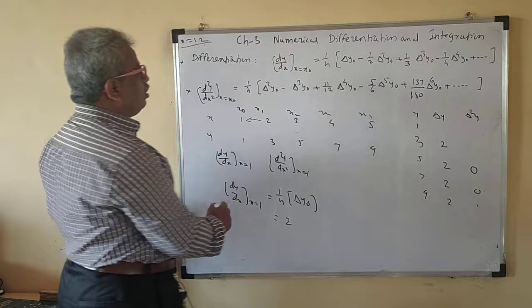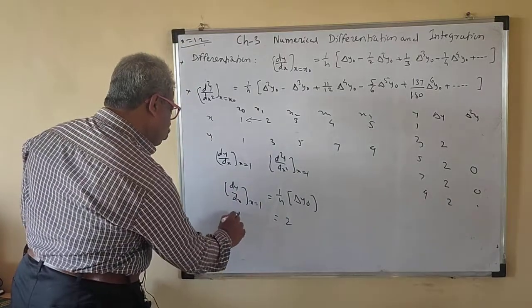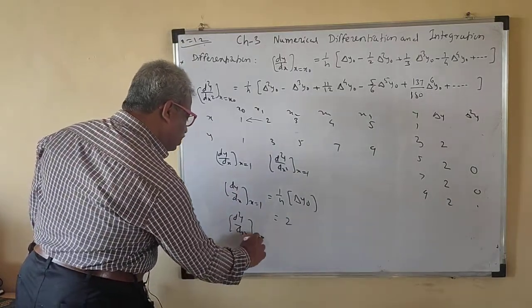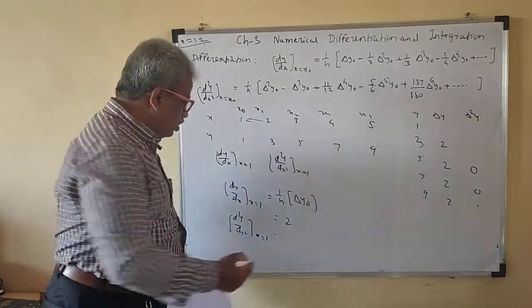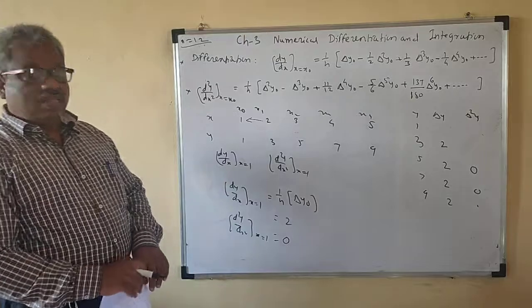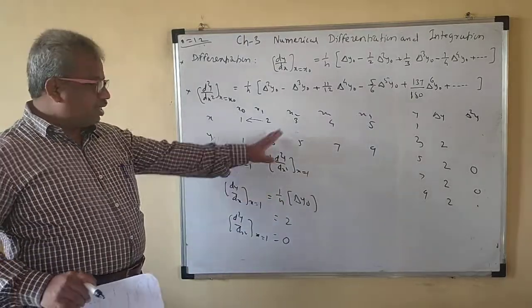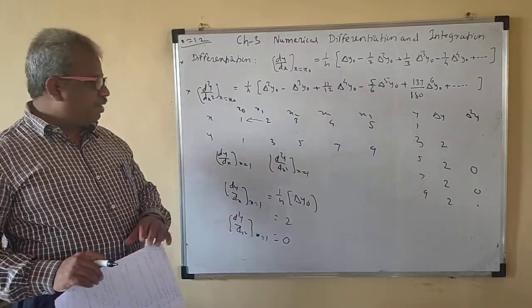Okay, so if you want the second derivative, d2y by dx square at x equal to 1, what is the formula? 1 by h square times del square y naught. But del square is 0. So this is 0. Very easily you can find these values. So we have a table like this.